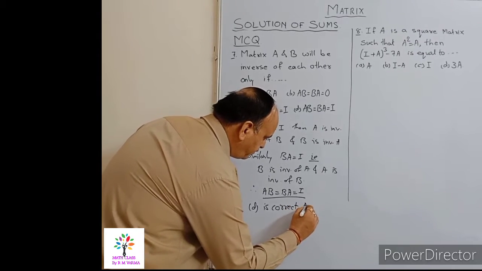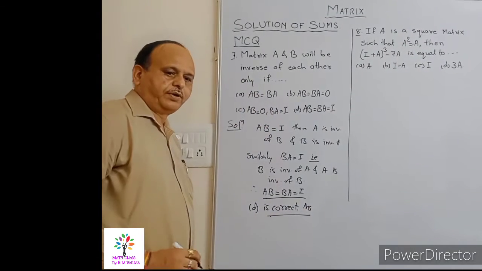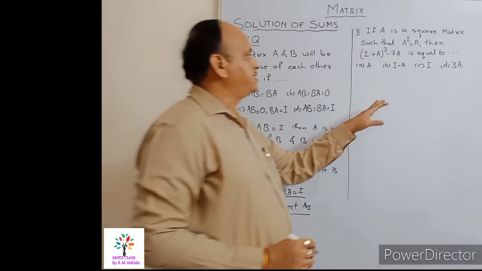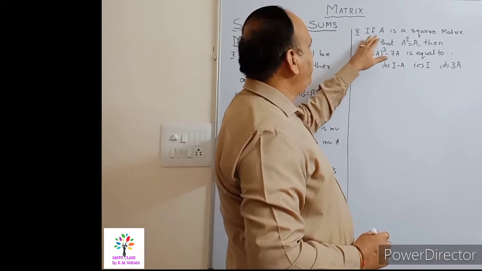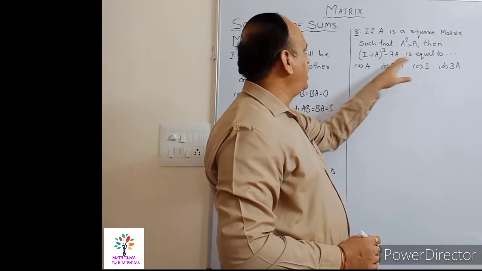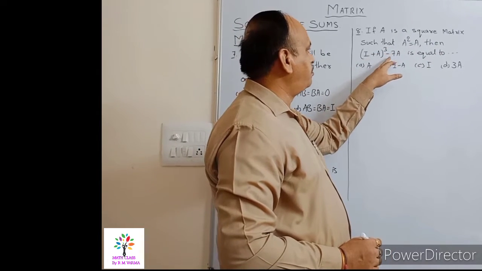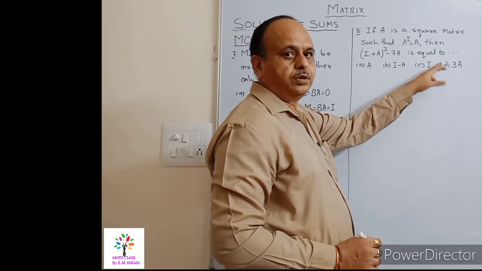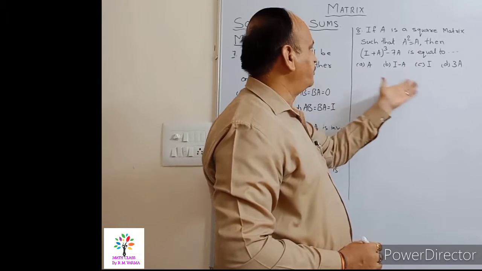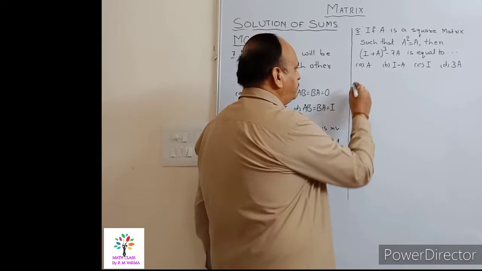Correct option, right? So here the answer is D. Now in this example, on this MCQ, if A is a square matrix such that A square equals A, then I plus A cube minus 7A is equal to, you have to find out the answer, what it will be equal to out of this. So let us solve.